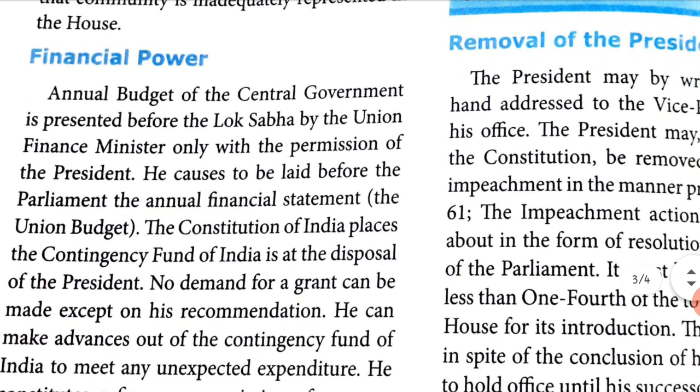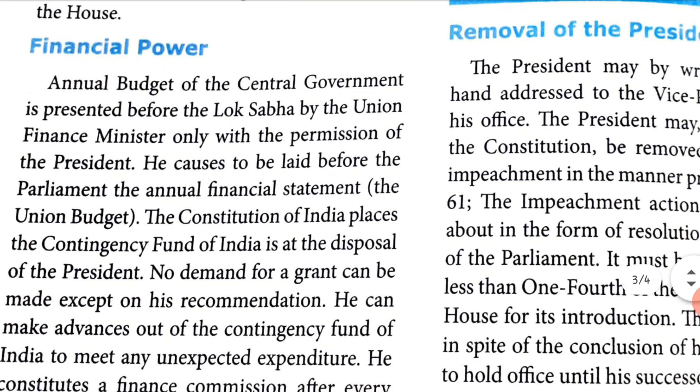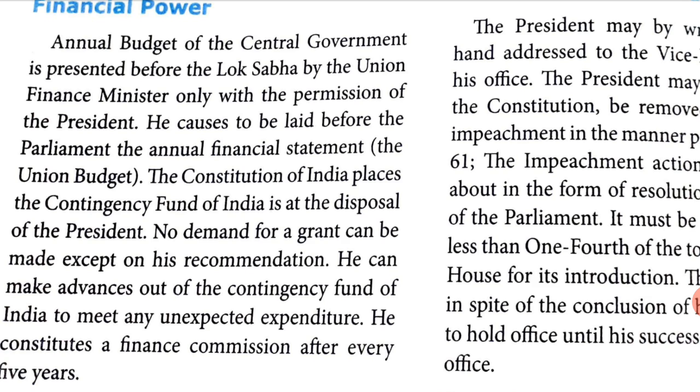Financial power. Financial means money. Annual budget. Annual means a year, 1 year. The annual budget of the central government is presented before the Lok Sabha by the Union Finance Minister only with the permission of the President. So our country's budget is presented to the Lok Sabha. Who presents it? The Union Finance Minister, and he has to get the approval of the President. He causes to be laid before the Parliament the annual financial statement, that is the annual budget, or the Union budget as we call it.